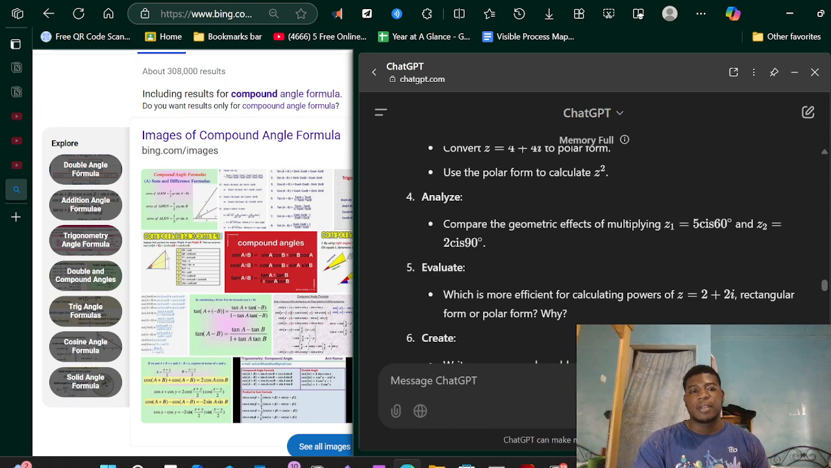Compare the geometric effects of multiplying 5 CIS 16. Geometric effects.